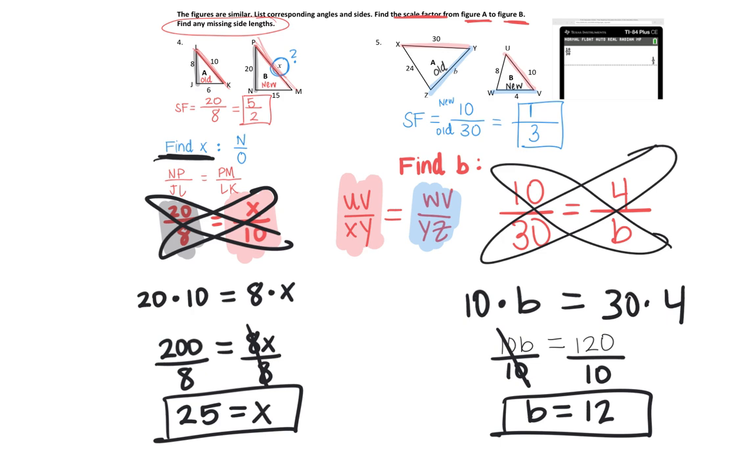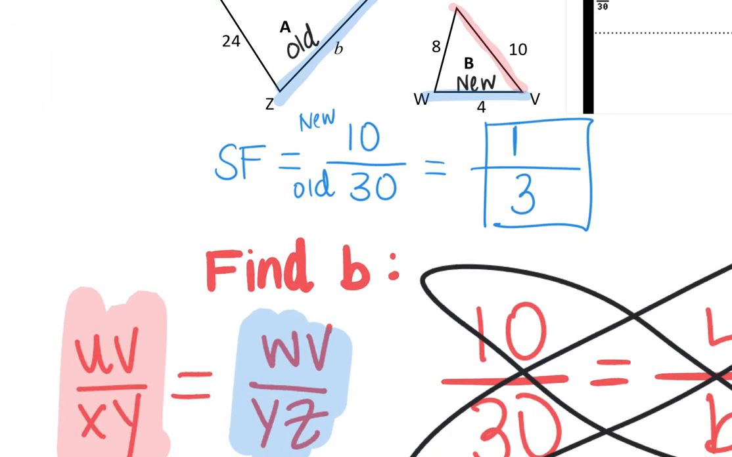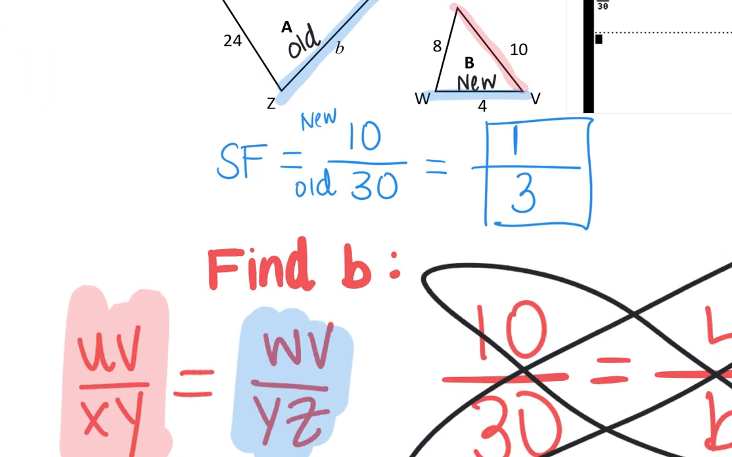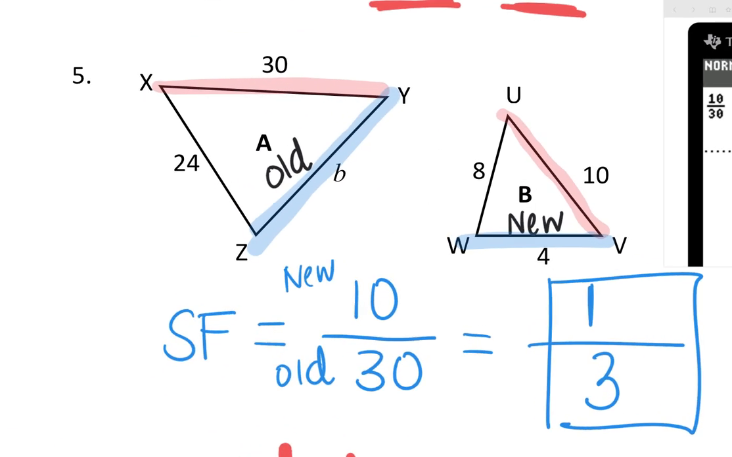Algo muy similar hice para el número 5. Busqué el scale factor. En vez de encontrar X, encontré la letra B, find B. Okay. Lo único medio chistoso en este problema es que uno de los triángulos está como que rotado. So, yo tenía que ver y buscar cuáles eran los lados correspondientes. Okay. Yo deduje que XY es correspondiente con V.